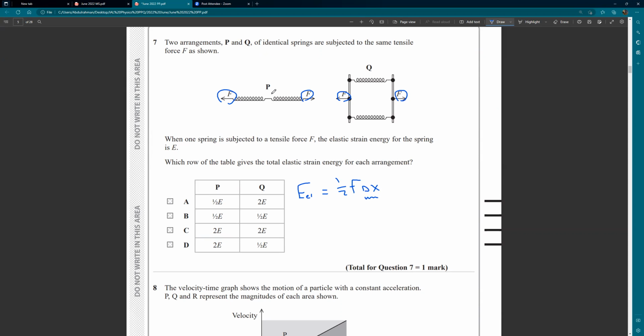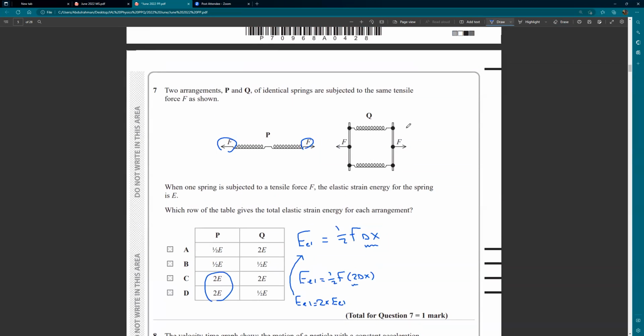In the first scenario, the springs are attached in series and they're receiving the same force. However, the length is doubled, meaning the extension will also double. So we write E = 1/2 F times 2 times the extension. So clearly there's a factor of 2 here, meaning the total elastic strain energy will be double the initial amount, equal to 2 times the initial elastic strain energy you expected. So it's either C or D.